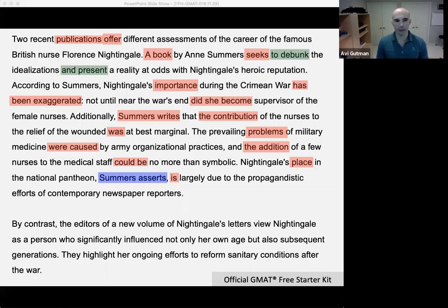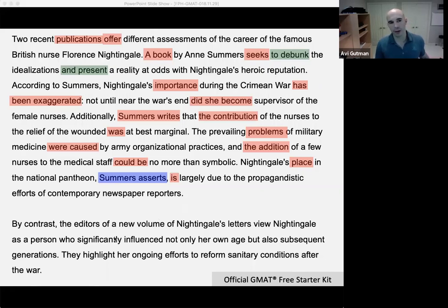Okay, and I'm going to give you another trick here. Sometimes if you're not sure about what the subject is, but you can identify the verb, so here we have a verb, view, ask yourself, do the letters view something? That doesn't make sense. The new volume is viewing something? That doesn't make sense. The editors view, that can make sense. So the editors view Nightingale as blah, blah, blah. So the editor is its subject.